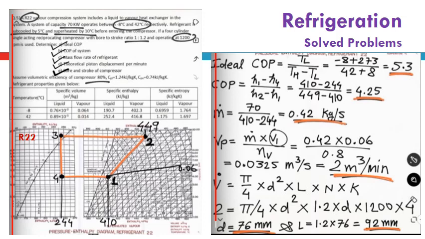So the equation for volume displacement equals pi over 4 multiplied by d squared, which corresponds to the area of the cylinder, multiplied by L, which indicates the stroke of the cylinder, multiplied by capital M, which indicates the speed in RPM, and K, the number of cylinders, which is given in this problem: a compressor complete with four cylinders.